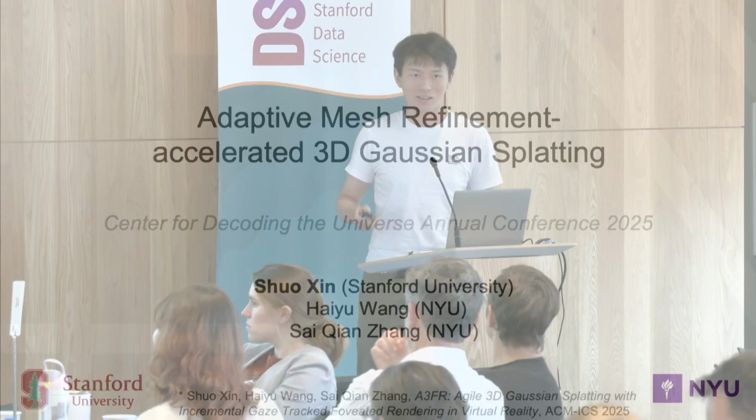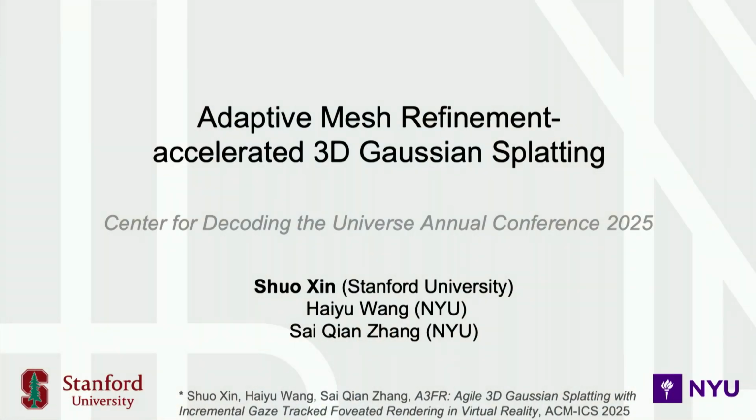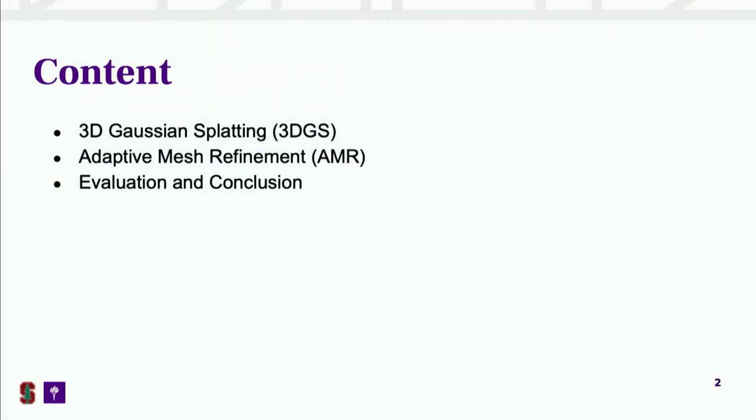Okay. Good afternoon. I'm Shuo Xin from the Physics Department at SLAC. I will talk about recent work on accelerating 3D Gaussian splatting with the idea of adaptive mesh refinement. This is work in collaboration with people on the East Coast. I will first introduce what 3D Gaussian splatting is, and then introduce adaptive mesh refinement and evaluate our approach.